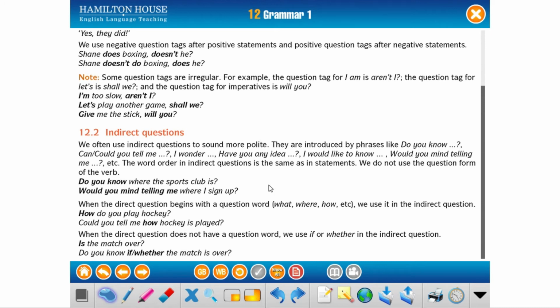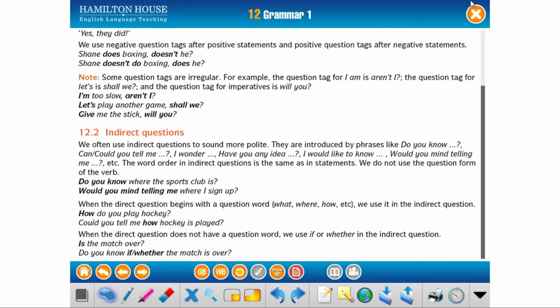These indirect questions, I won't read you all the things that are here because it's simpler than that. An indirect question is a form of making questions without sounding rude, without sounding too direct. These indirect questions are some statements that we use to sound more polite. For example, it's not the same to say, "What time is it?" But if I tell you, "Could you tell me what time it is?"